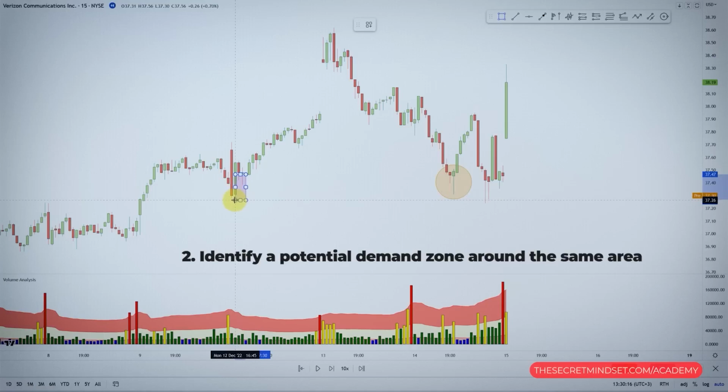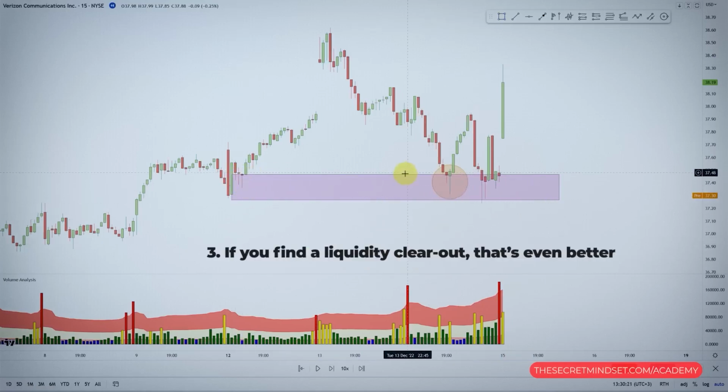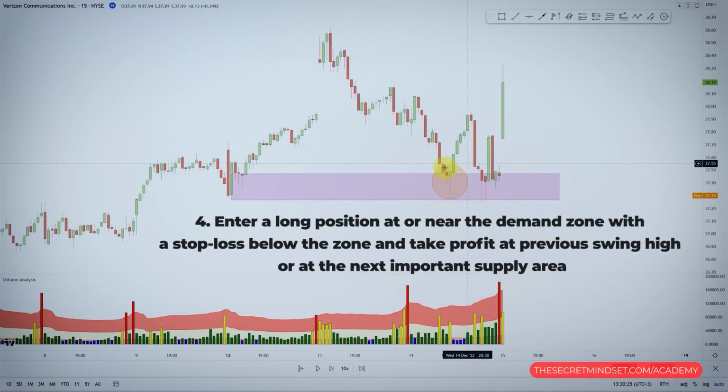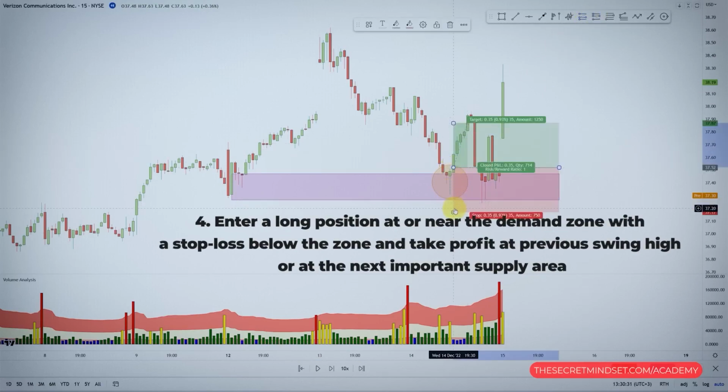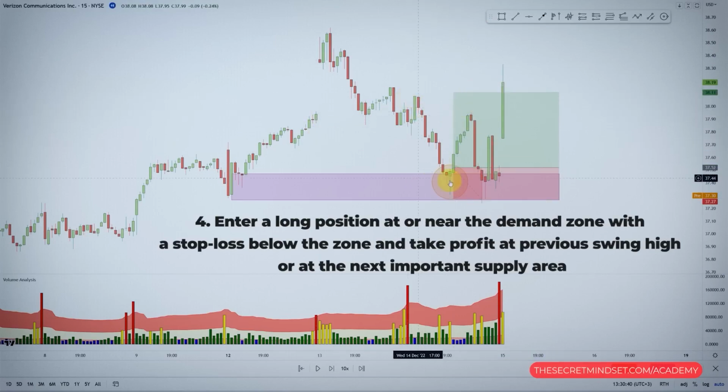Then, you identify a potential demand zone around the same area. If you find a liquidity clear out, that's even better. You enter a long position at or near the demand zone with a stop loss below the zone, and you exit the position at or near a previous swing high or at the next important supply area, or where smart money may initiate another liquidity run.